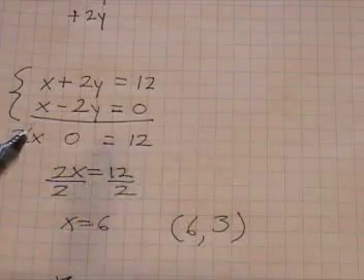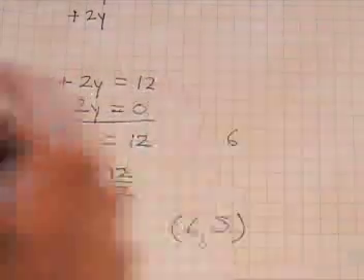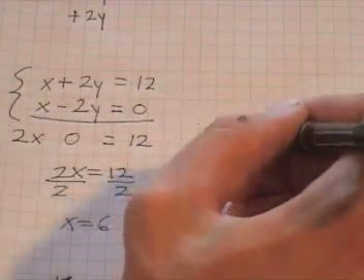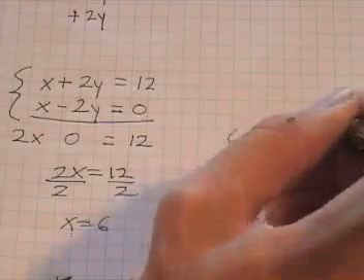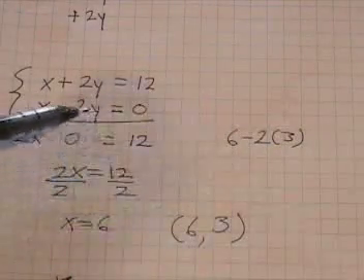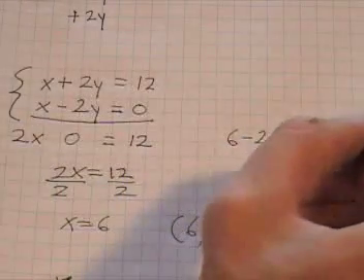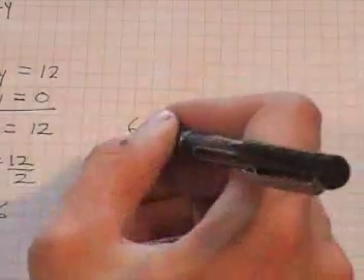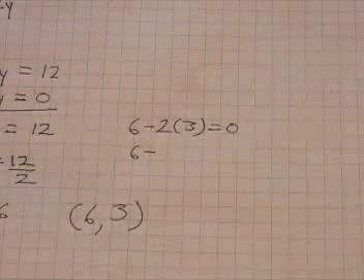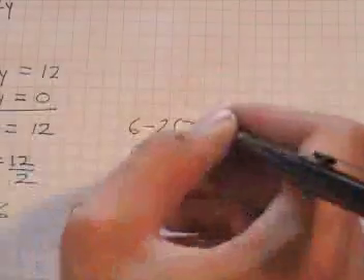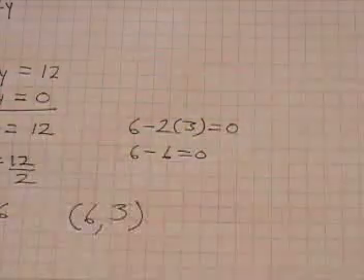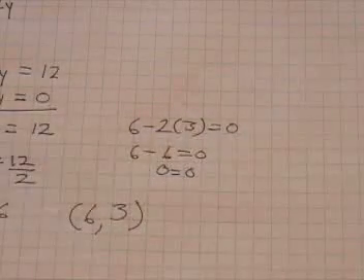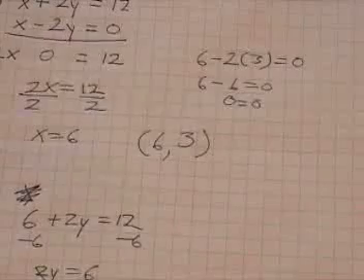So 6, we're substituting in for x. So 6 minus 2 times 3, because we're substituting the 3 in for y. This is all supposed to equal 0. Let's see, does this actually come out to that? Well, 2 times 3 is 6. Okay, 6 minus 6 is 0. So it indeed checks out. There's your solution right there.